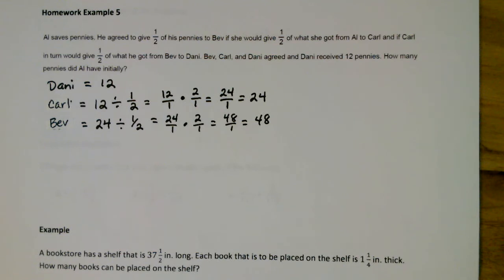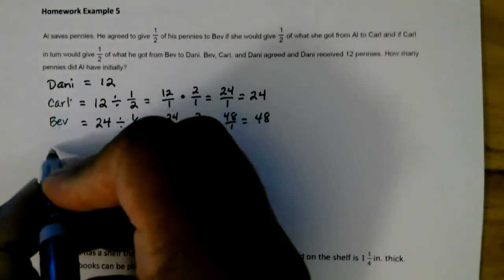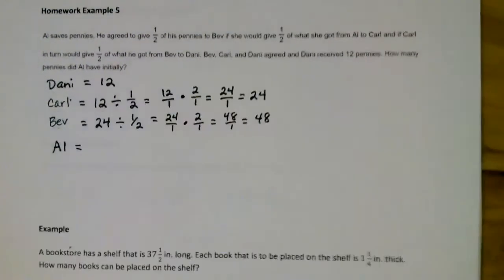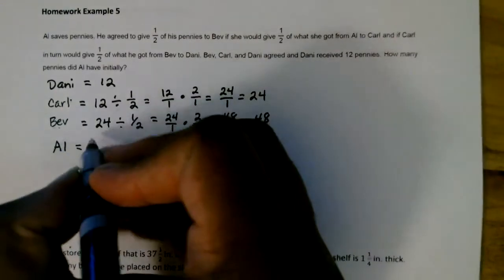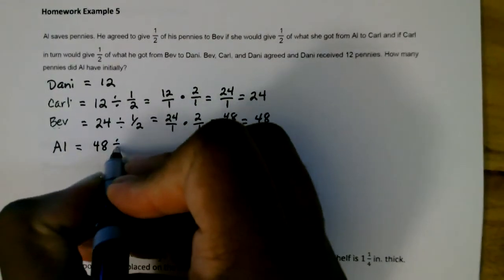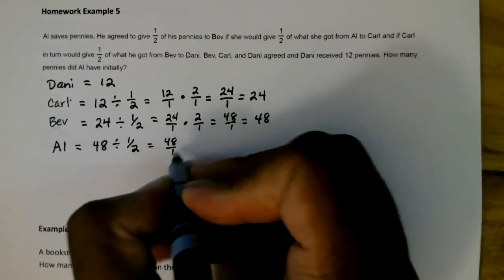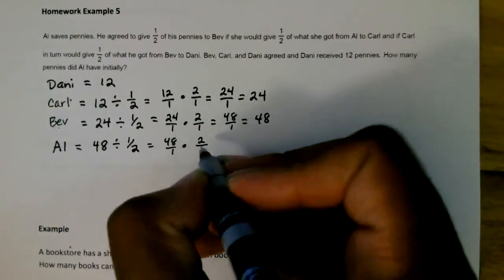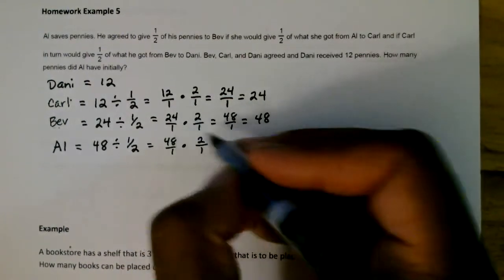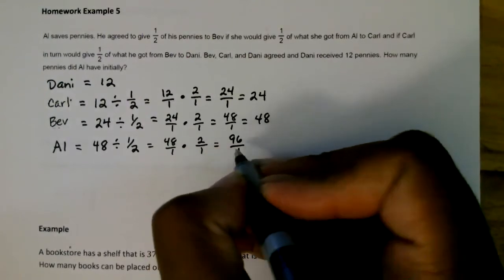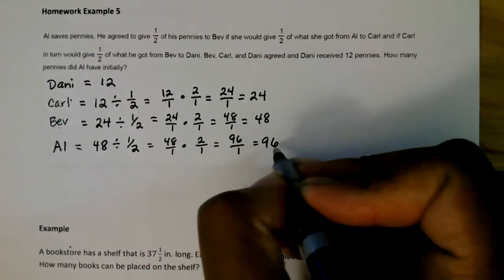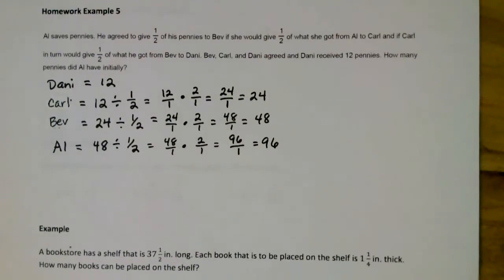Now Al gave half of his pennies to Bev. So we need to find out how many pennies Al had initially. So if Bev had 48 pennies, we're going to divide that number by 1/2, which will be 48/1 times the reciprocal of 1/2, which is 2/1. 48 times 2 is 96/1, which will be 96. So that means Al initially had 96 pennies.